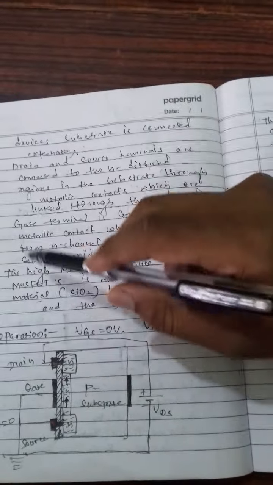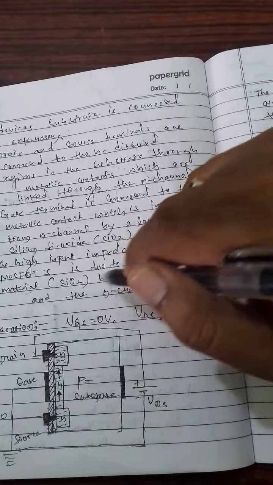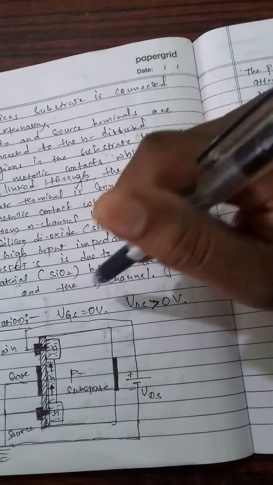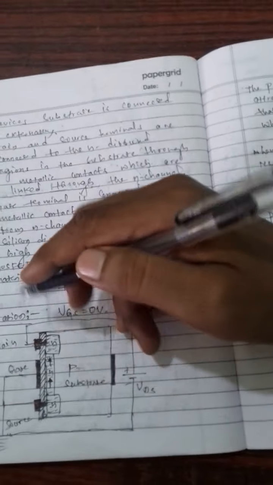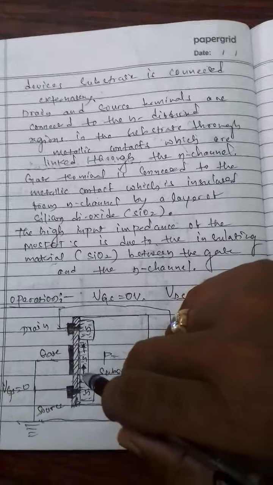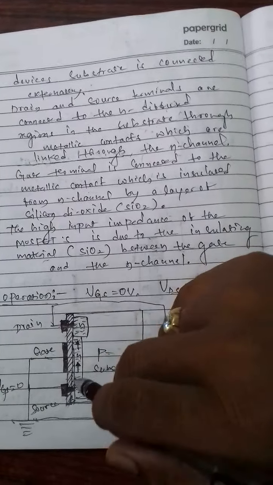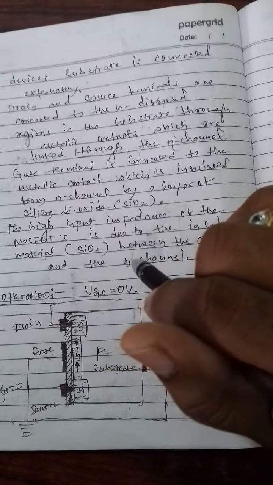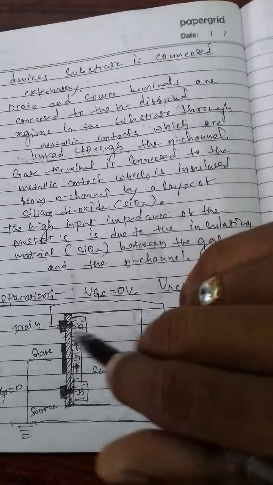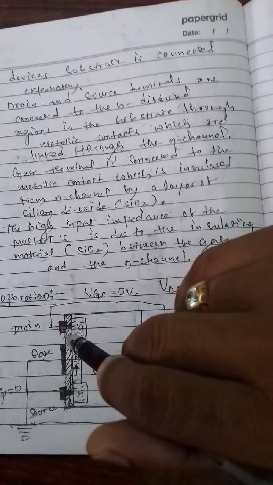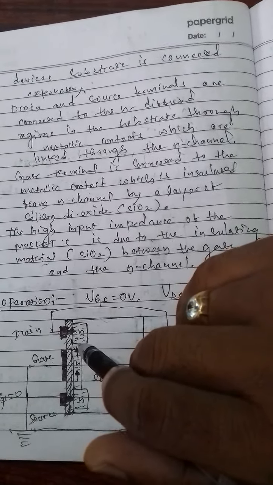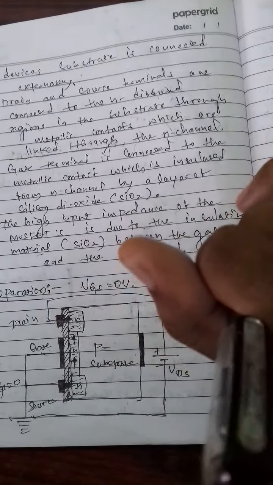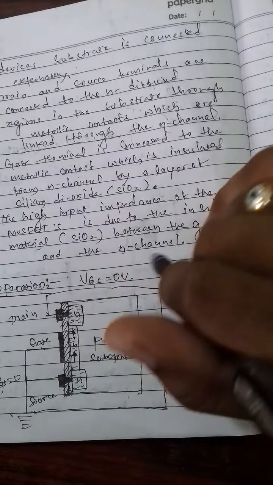The high input impedance of the MOSFET is due to the insulating material silicon dioxide between the gate and the N channel.